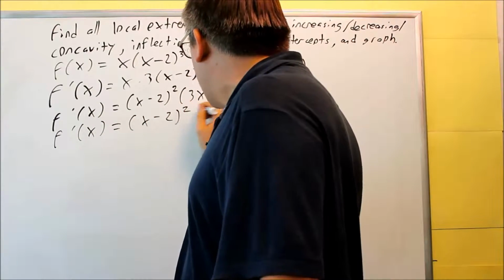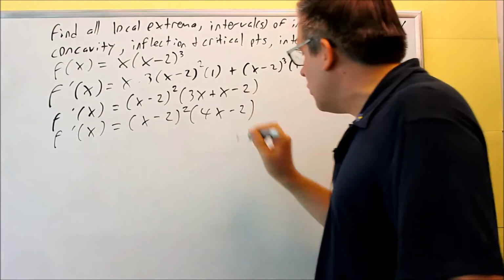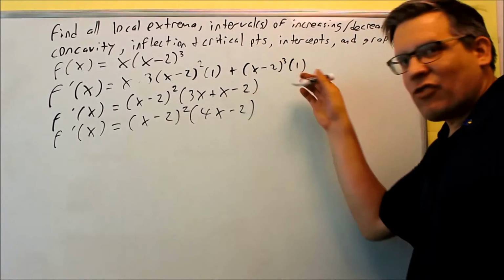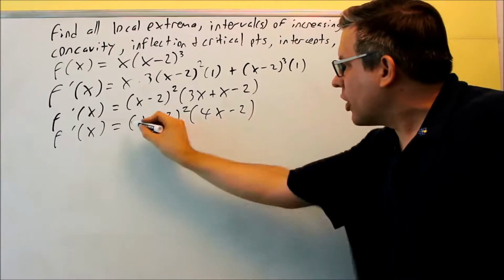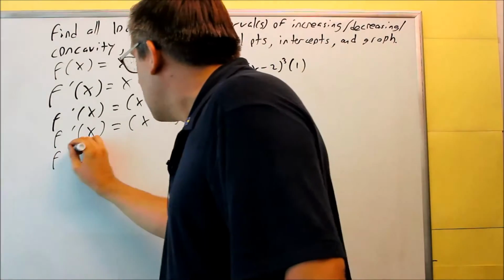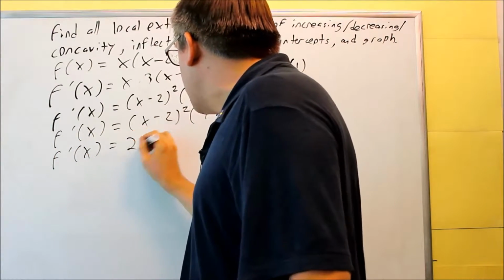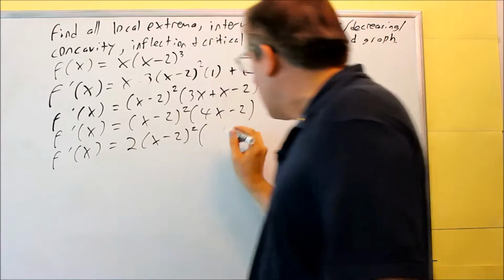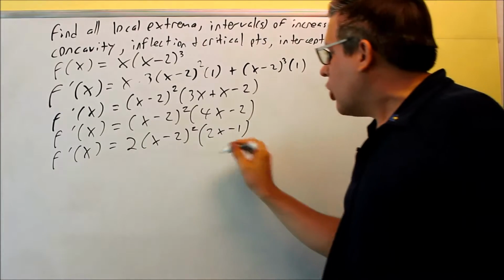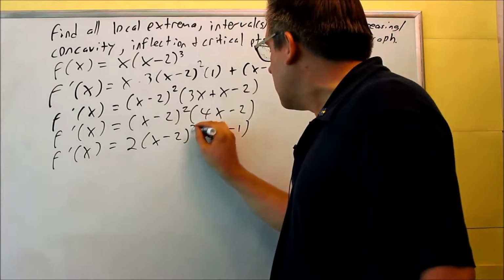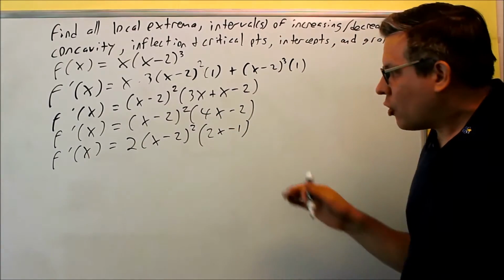3x plus x minus 2 simplifies to 4x minus 2. But it's always best to factor this down as much as possible. So here there's a factor of 2, we can pull the 2 out front. So if we do that, we'll get 2 times x minus 2 squared. If we factor out a 2 from this, you'll get 2x minus 1 left over. So now this right here is going to be the most factored form of that.